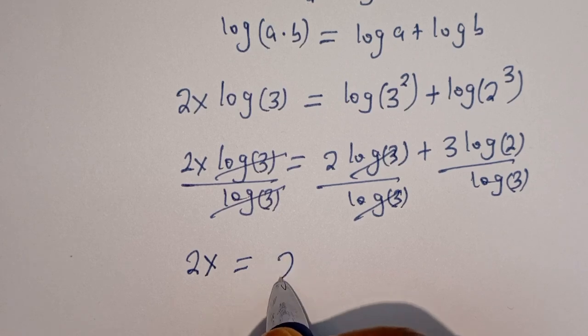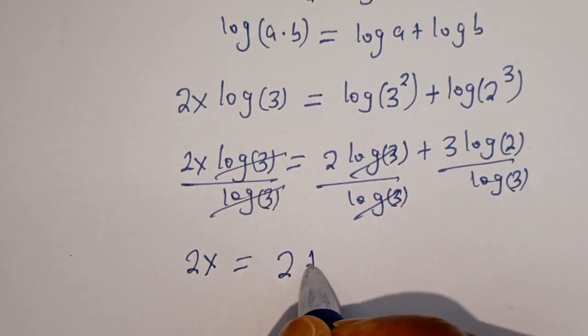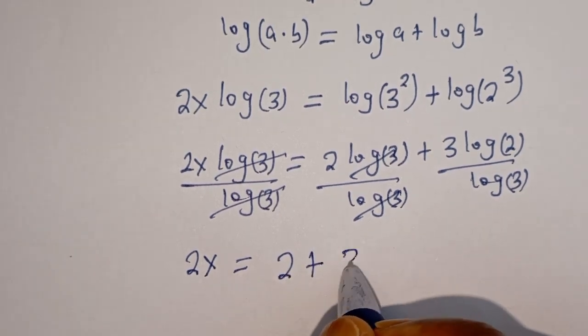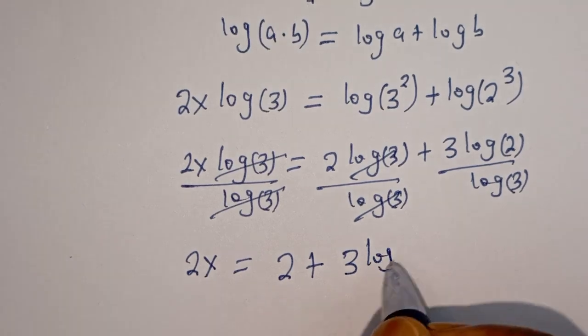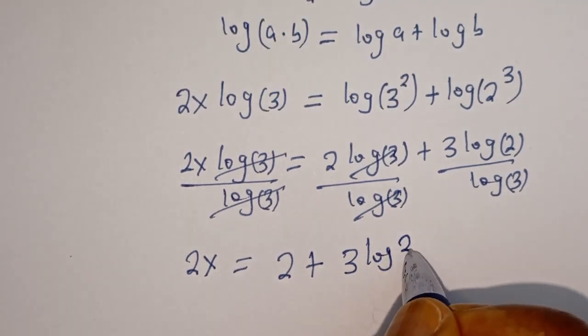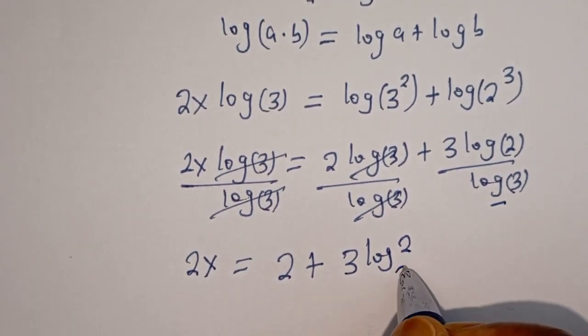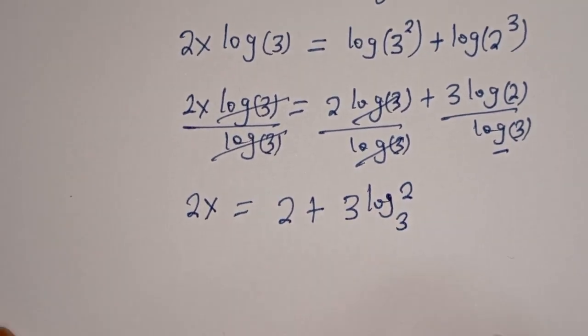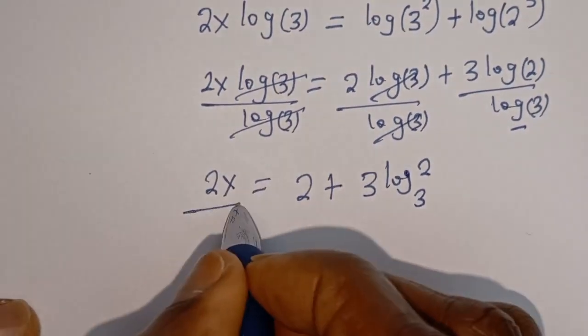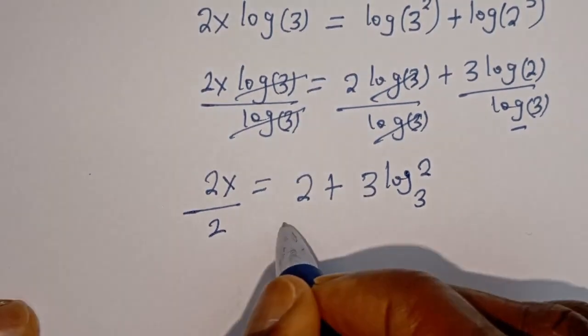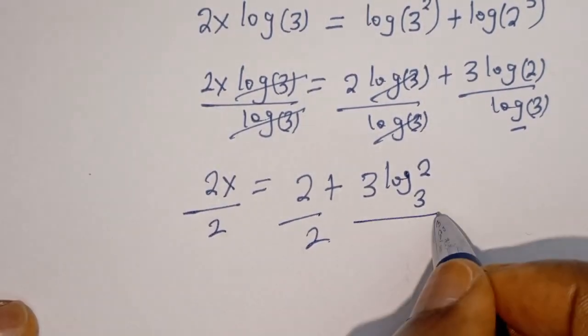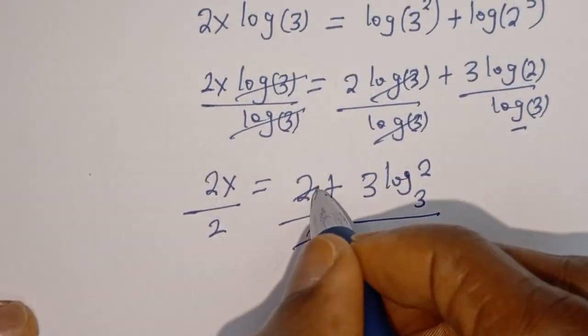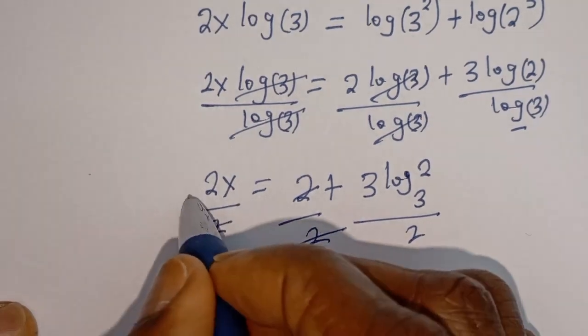is equal to 2 plus 3 log 2. Then because of this, we can make it base 3. But we are looking for the value of x. Then we can divide all through by 2. Then this divided by 2 and this divided by 2. This will cancel this. Then these 2 will cancel these 2.